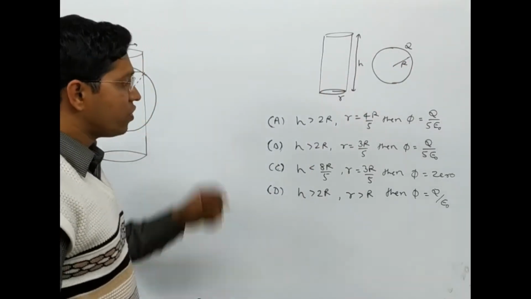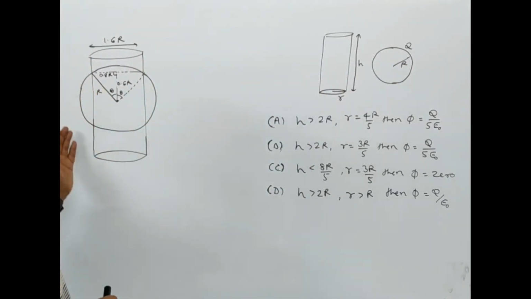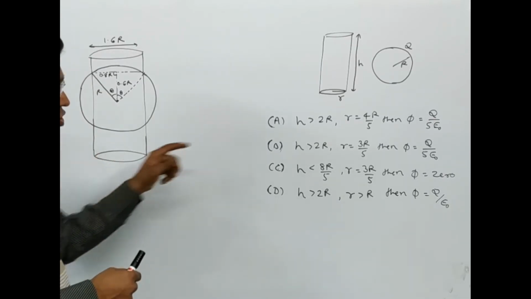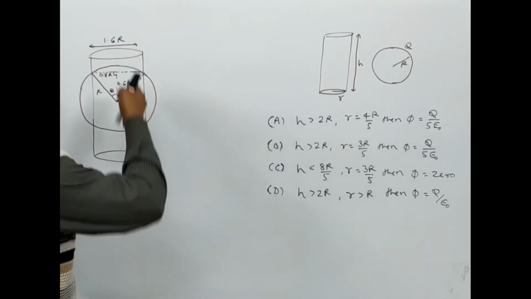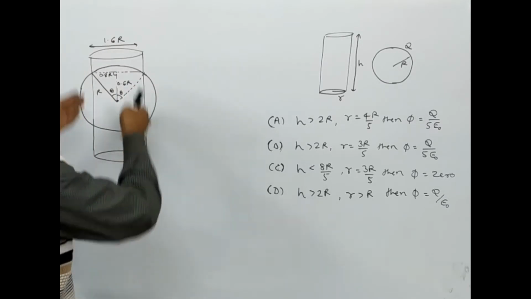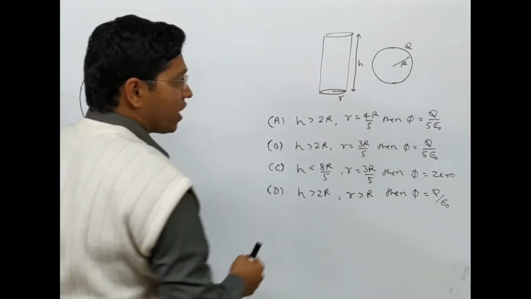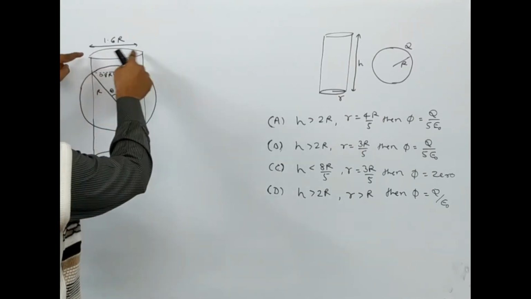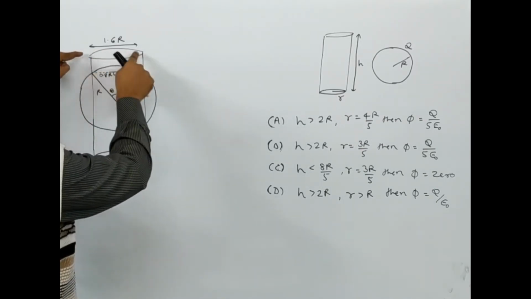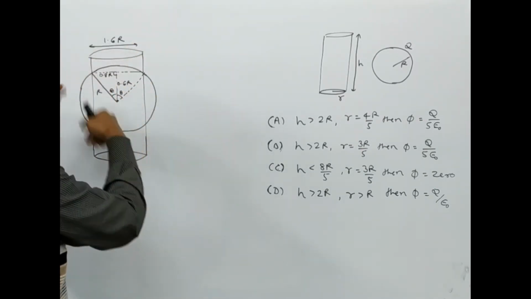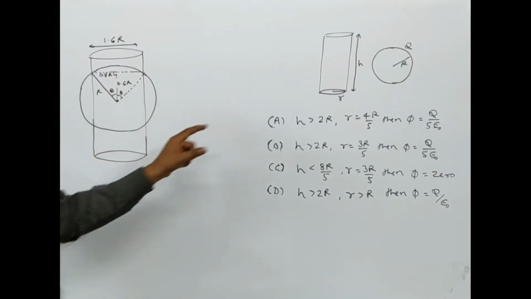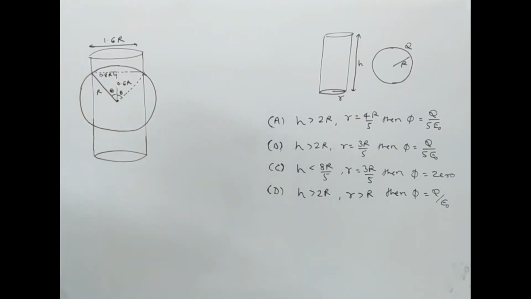Now for the first option, I have drawn the figure here to save our time. H is greater than 2r, so naturally it will be coming out like this, and the radius of the cylinder is 0.8r, meaning its diameter will be 1.6r, and it is very well lying within the sphere. So the figure for the first option will look something like this.